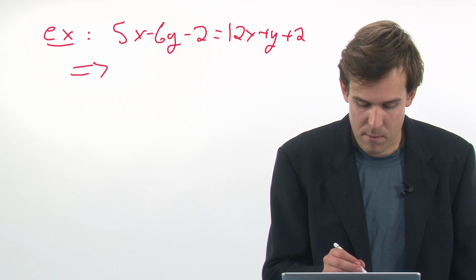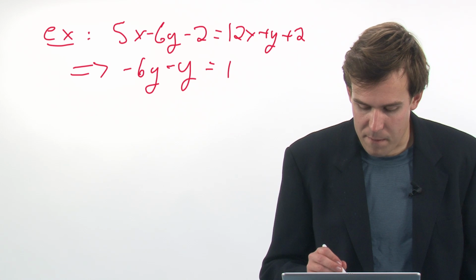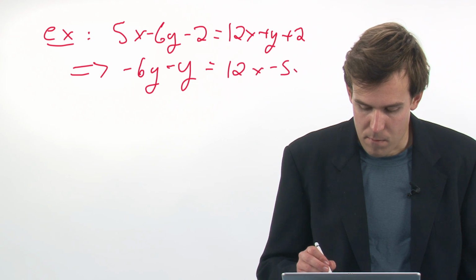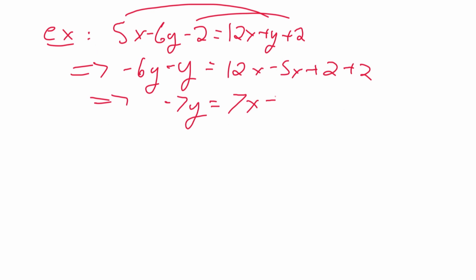So let's see here. That means I have minus 6y minus y. And then on the other side, I have my 12x minus 5x from sending this over, plus 2, and then I have the minus 2 here that I add. So I get this. So minus 7y equals 7x plus 4, and at the end we divide by minus 7.